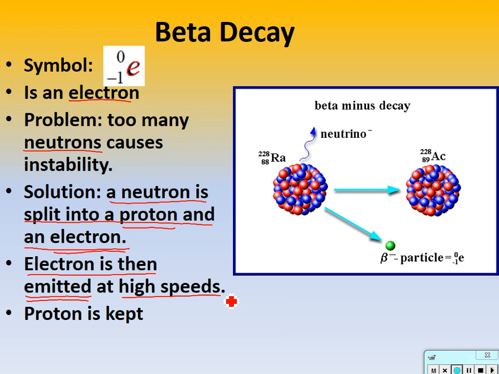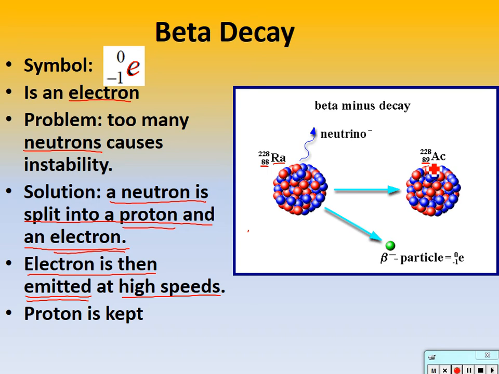So let's look at that now that we know. This is Ra-228. How many protons did it have? 88. It became Ac-228. How many protons did it have? 89. So what happened here? It got bigger in terms of the number of protons. So yeah, you added a proton, but what happened to the neutrons?